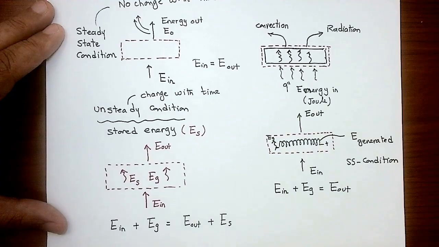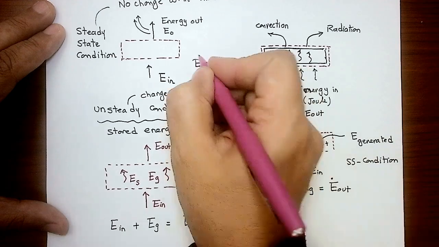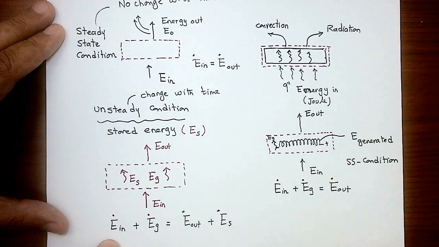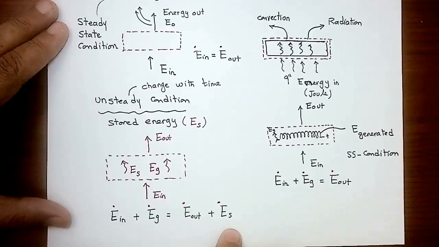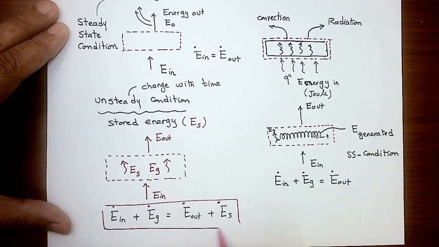But because we have time in the situation, you will always find that the E has a dot at the top. And the dot here means the rate. That's a time representation in the equation. So the rate of energy supplied plus the rate of energy generated equals the rate of energy out plus the rate of the energy stored. And this equation now is called the energy balance equation.